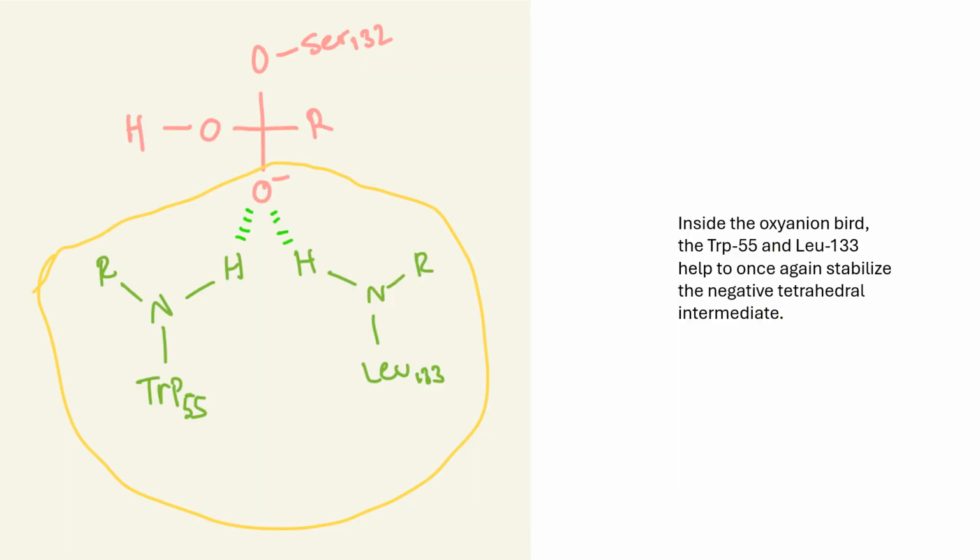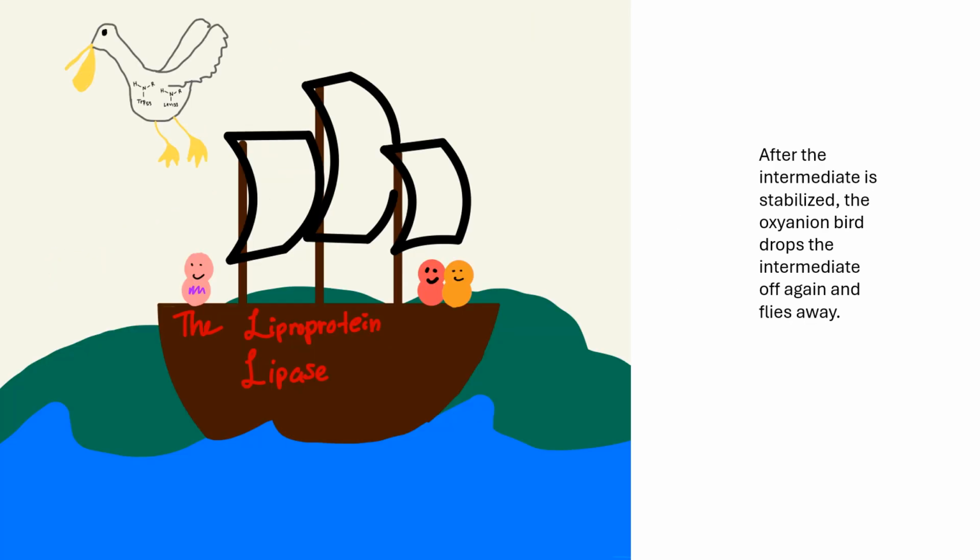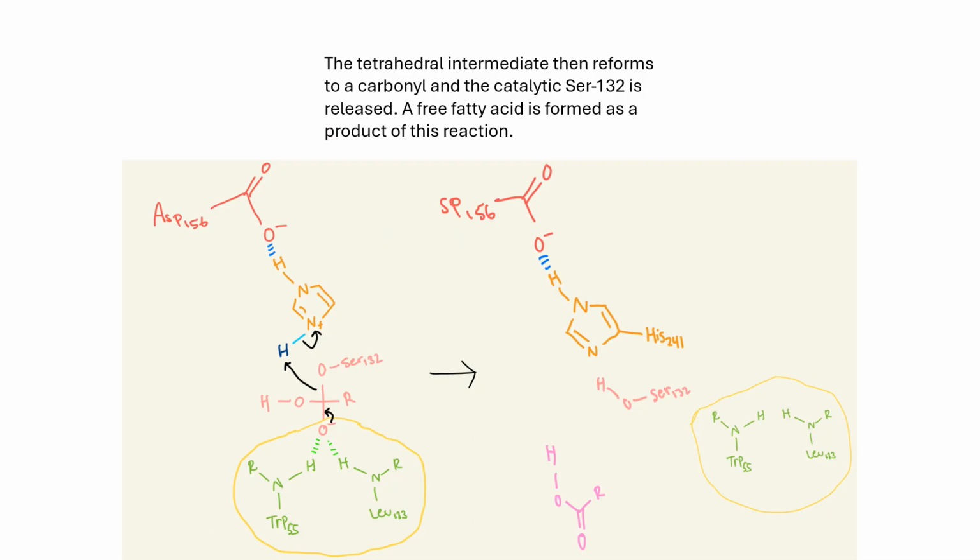Inside the oxyanion bird, the tryptophan and leucine help to once again stabilize the negative tetrahedral intermediate. After the intermediate is stabilized, the oxyanion bird drops the intermediate off again and flies away. The tetrahedral intermediate then reforms to a carbonyl, and the catalytic serine is released. A free fatty acid is formed as a product of this reaction.